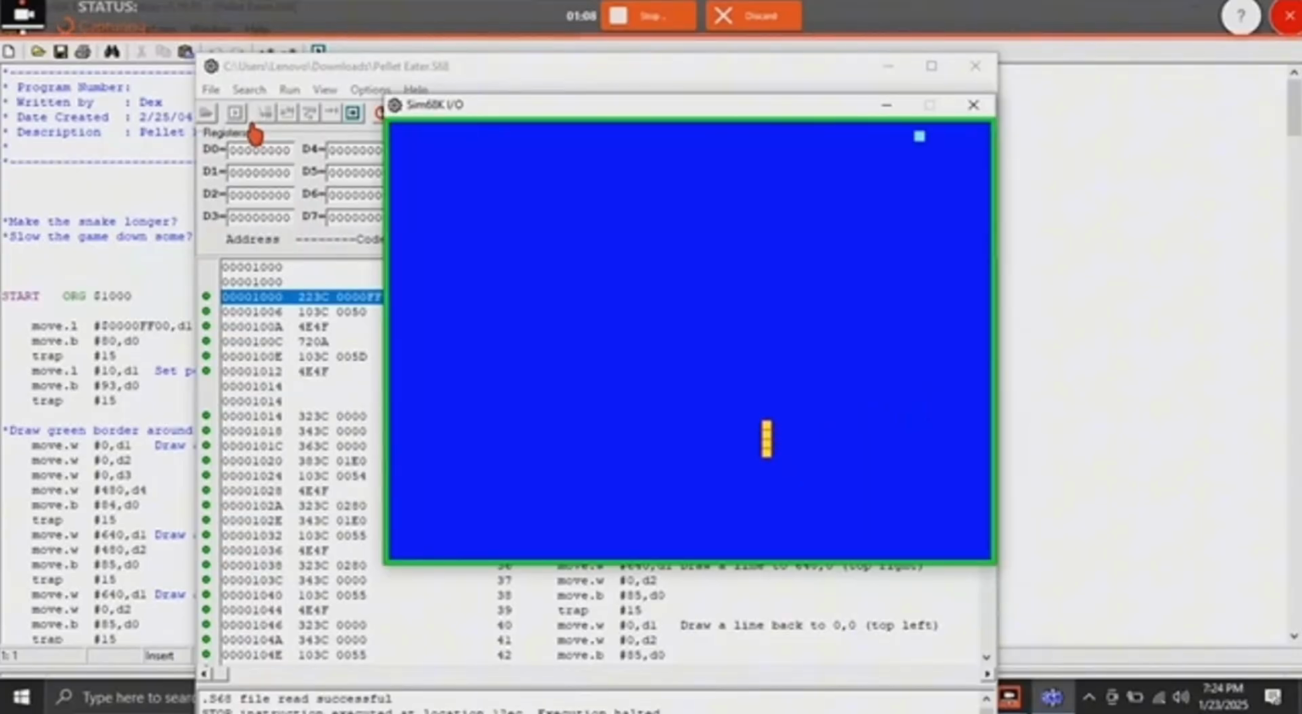Video, the pellet is formed at a random location throughout the game grid, and when the snake manages to consume the pellet, the length of the snake increases by increasing the number of boxes for the snake.